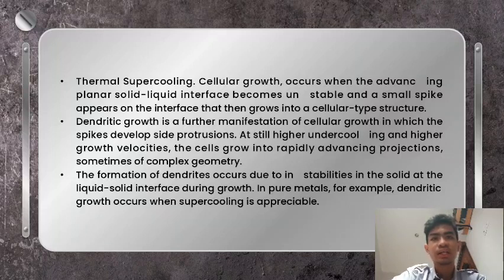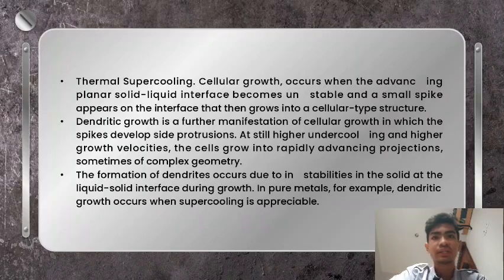Dendrites are small crystals shaped like pine trees, so named after the Greek word dendros for tree. The dendrites have a primary arm with secondary and terminal arms that branch from it. The spacing of the secondary arms is proportional to the rate at which heat is removed from the casting during solidification. The formation of dendrites occurs due to instability in the solid at the liquid interface during growth.